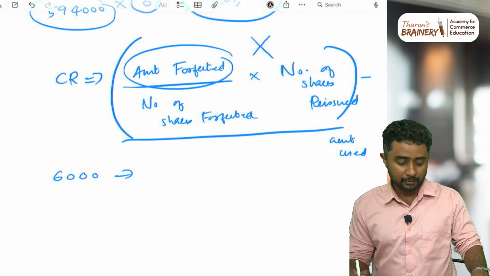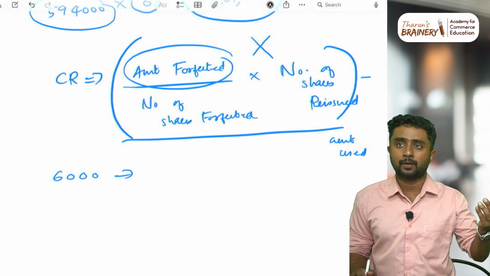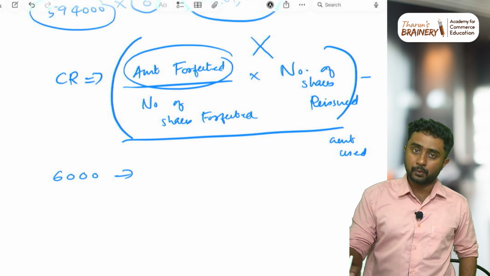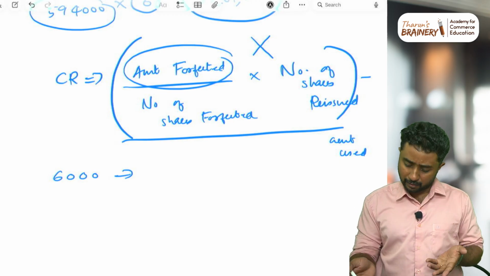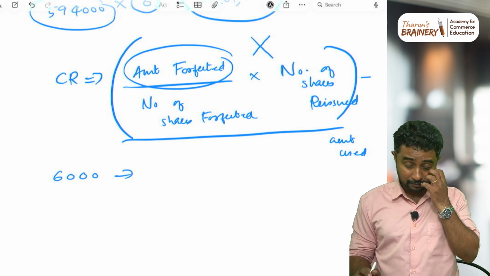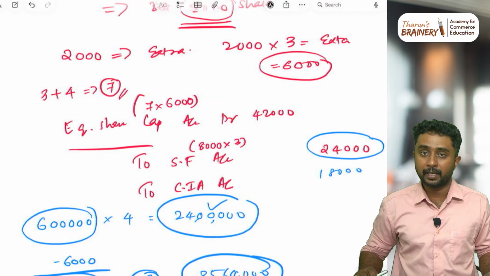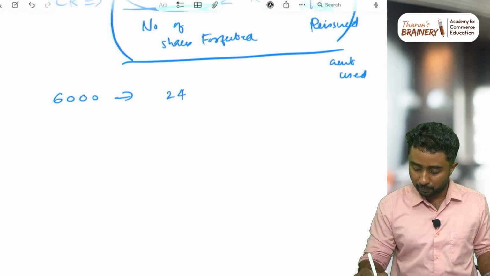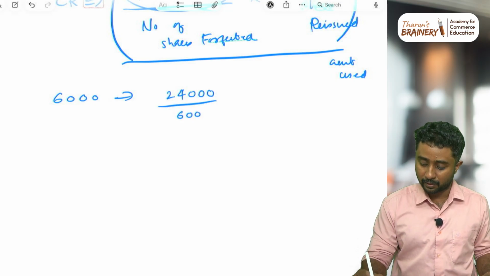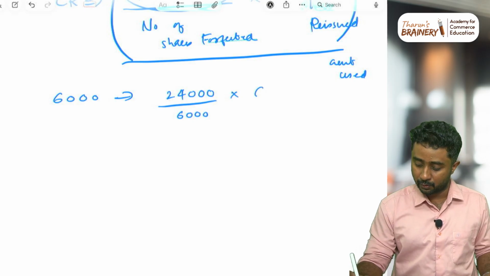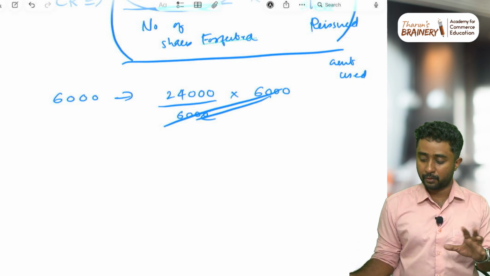But most of the time, all the cancelled shares will not be reissued, so in those situations we can use this formula. How are you supposed to fill up the amounts? Amount forfeited means, at the time of cancelling, the share forfeited account we have kept, 24,000, divided by number of shares forfeited, 6,000 shares, into number of shares reissued, 6,000. As both are the same, no need to use this formula. This is how you have to put the formula.